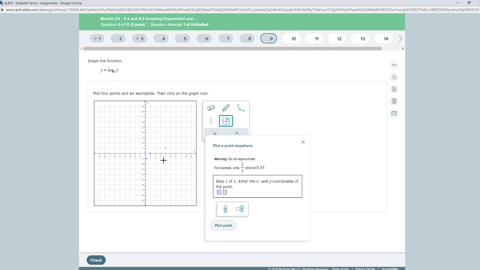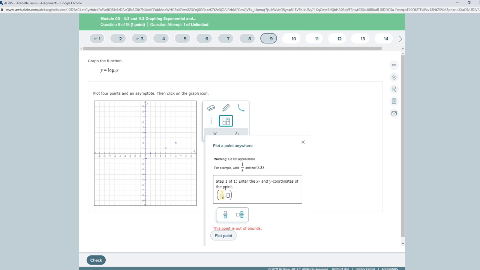What happens if instead of plugging a 1 in to 4 to the x, I plug in a 2? 4 to the 2 would be 16. So that would be (16, 2). So it says out of bounds, so that's because our graph only goes to 9. So it wants us to pick a smaller point. So instead of, let's see, negative 1 got us 1 fourth, let's do negative 2, which would get us 1 16th. So that would mean that (1/16, -2).